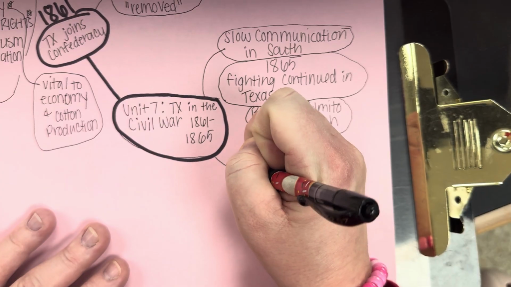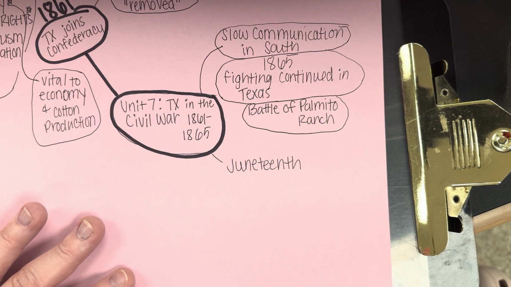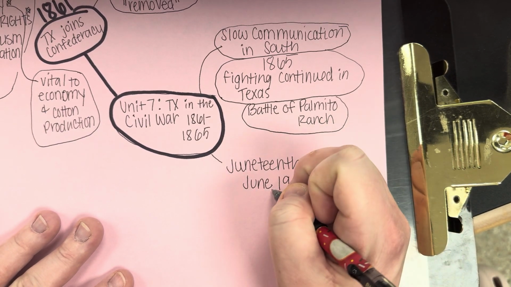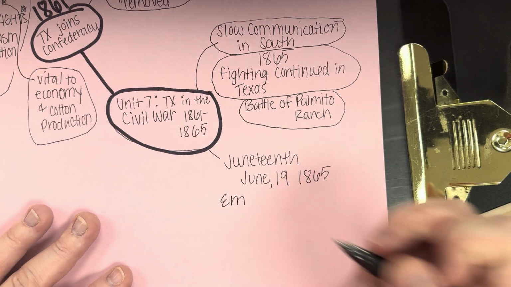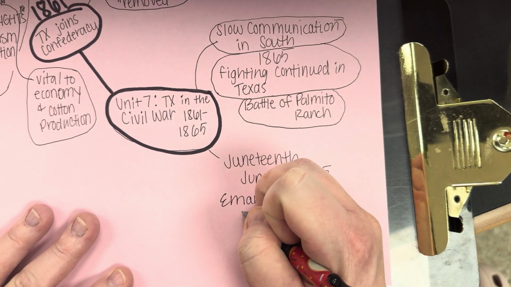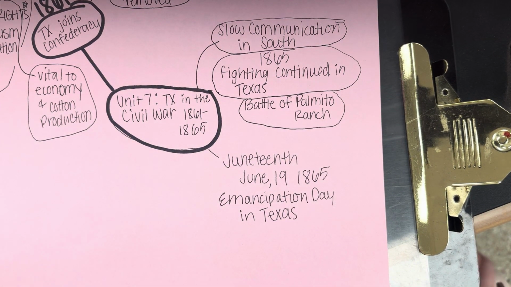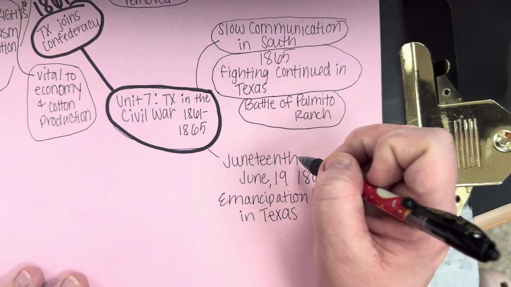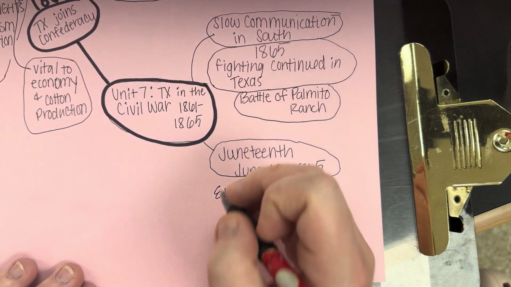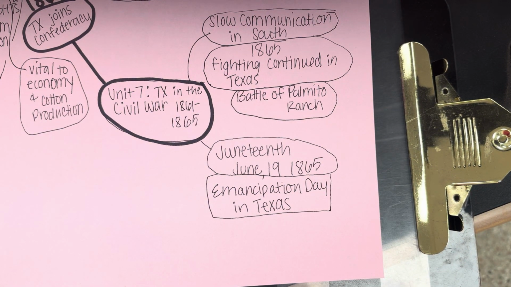The last thing is Juneteenth. Juneteenth happens in June of 1865, and that is Emancipation Day in Texas. That marks the last day of slavery, well, legal slavery in North America. So that's a state holiday that's still celebrated in Texas. All of our government offices are closed on that day. And then people have marches and festivals and stuff like that to celebrate freedom.